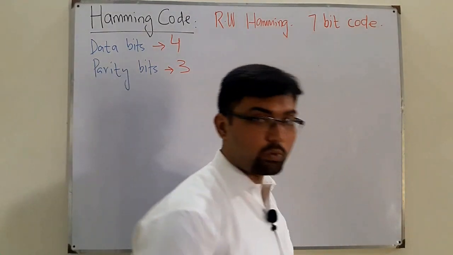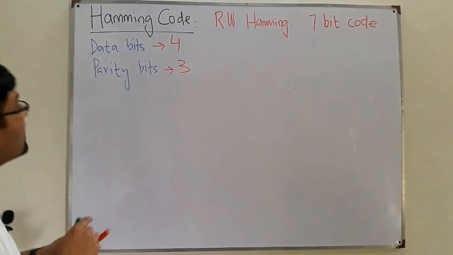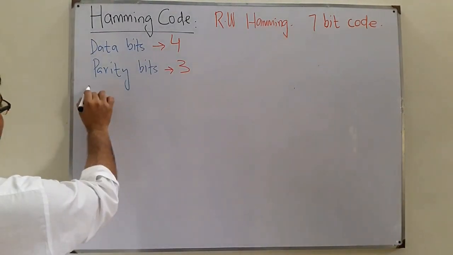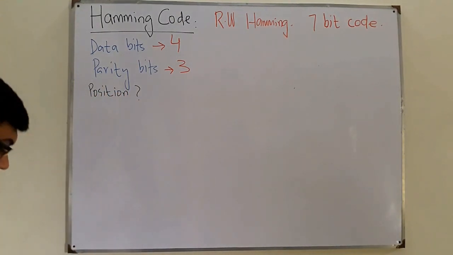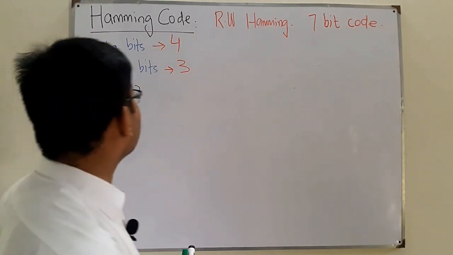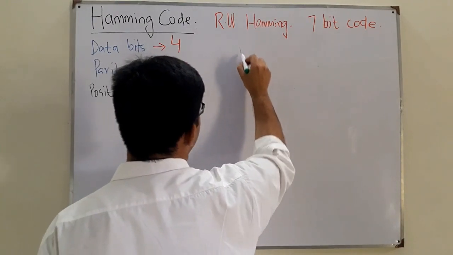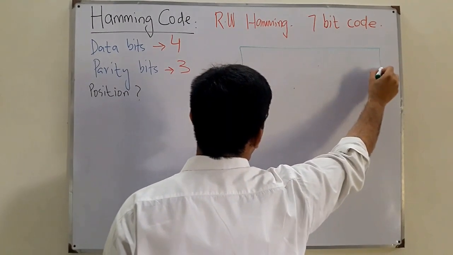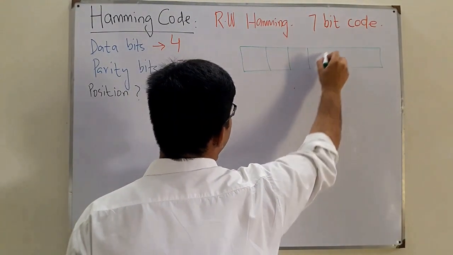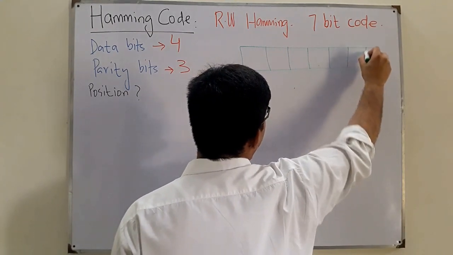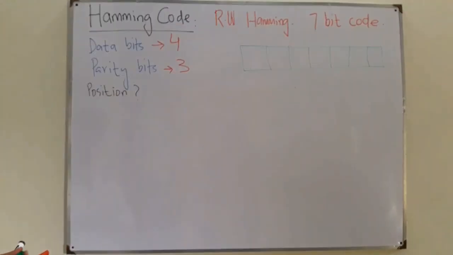Now, we've seen how many bits are parity and how many data, but what are the positions of these bits? The next question is, what are the positions of these bits? So we see that through a formula, okay? So let's say we have these 7 bits first. I'll draw these 7 bits: 1, 2, 3, 4, 5, 6, and 7, all right?